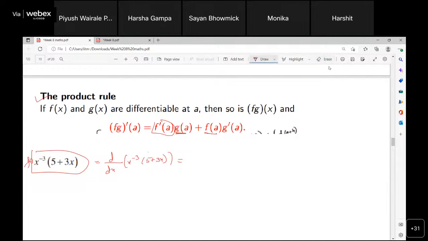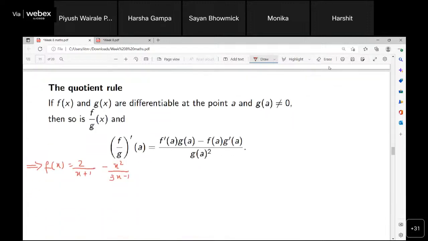Take the derivative of the first term: the derivative of 5 is 0 plus 3x, that is 3 only, and keep the other function as it is. Then plus, keep the first function 5 plus 3x, and the derivative of this particular thing: the minus 3 will come down, and minus 3 minus 1 is minus 4. So this is how we apply the product rule. Okay, just note it down.